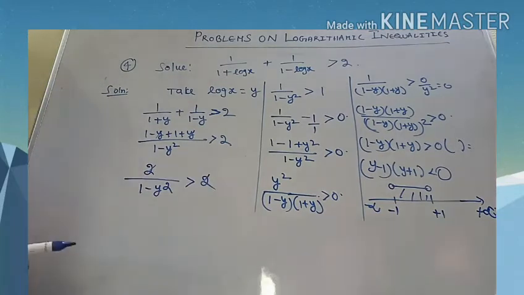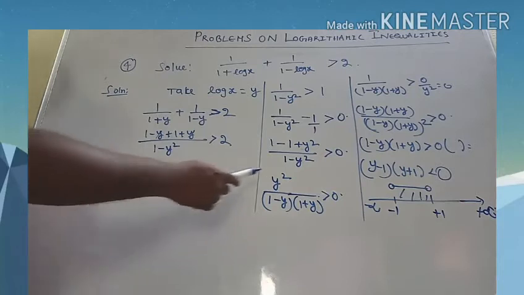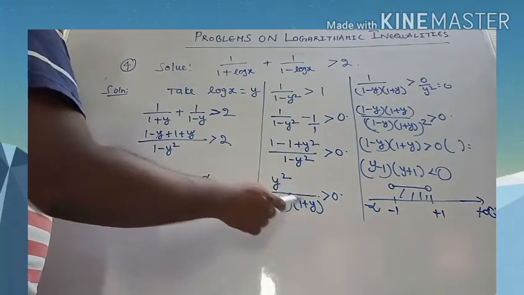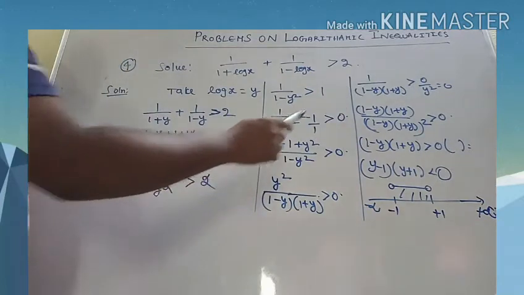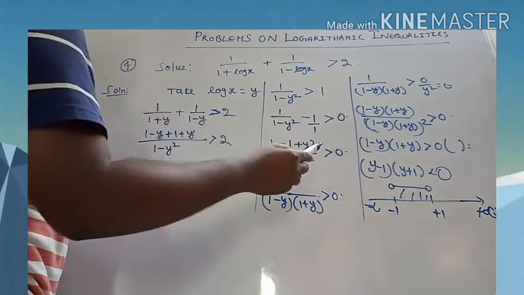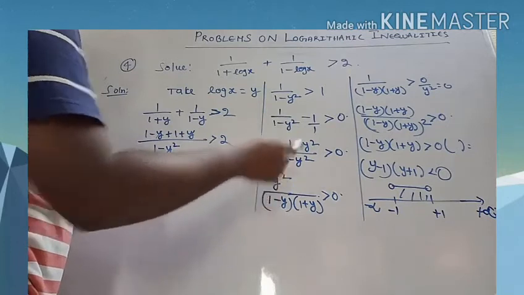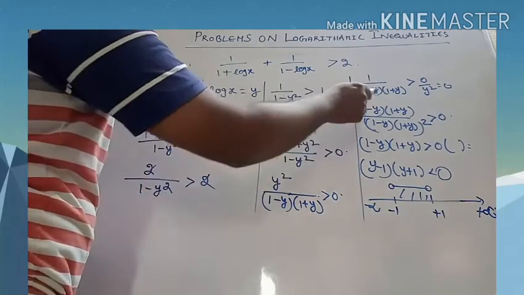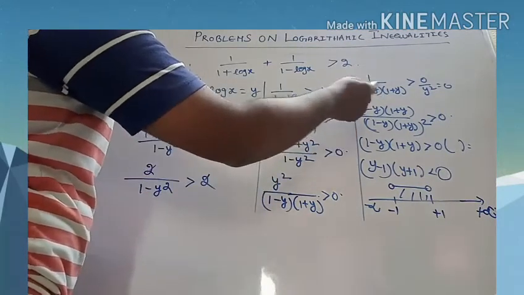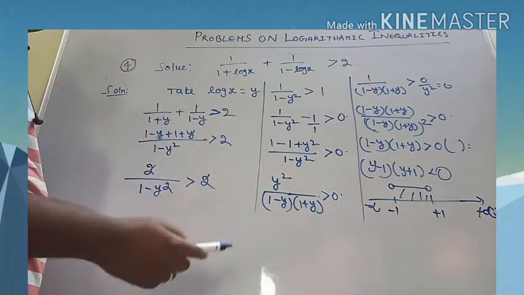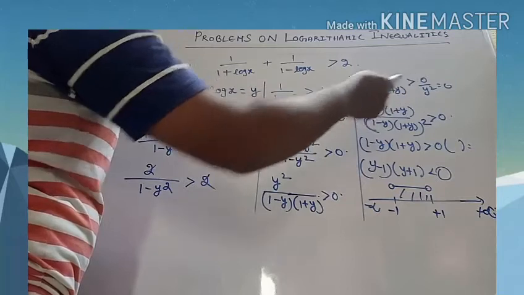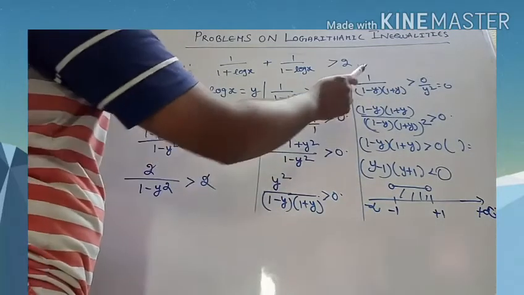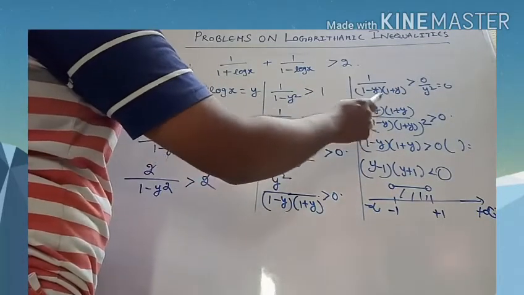And here you see y square is a perfect square. Y square is a perfect square. We can transfer it to the right side such that we will get 0 by y square, that becomes 0. Now this is 1 minus y into 1 plus y we have here. To do this particular problem, we want to make the denominators a perfect square, such that it is a positive quantity and we can transfer it to the right side. Now you just multiply and divide by 1 minus y into 1 plus y.